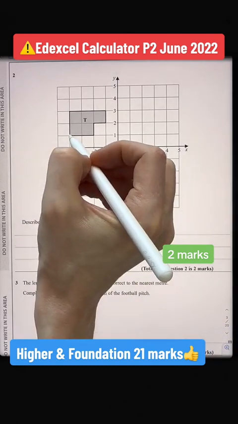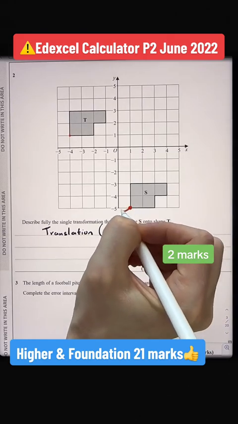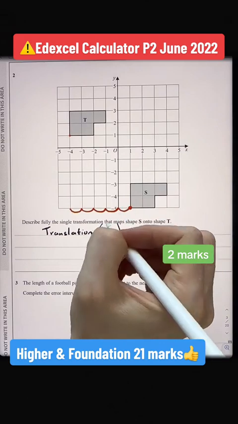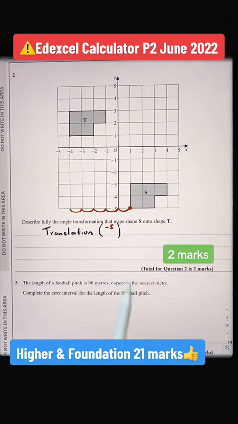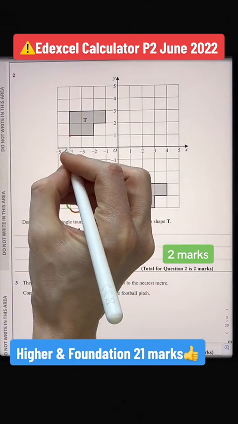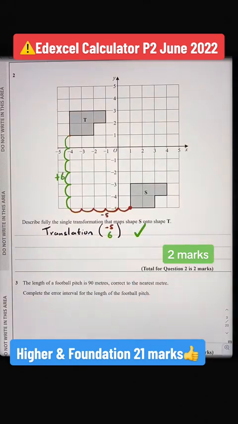Well, that ends up here. We always do x first. The one on the top is our x. So counting in the x direction, it's gone 1, 2, 3, 4, 5. As it's going in the negative x direction, it's gone negative 5, so we put negative 5. That gets us to here. And now we've gone up 1, 2, 3, 4, 5, 6 in the positive y direction. Therefore, it's negative 5, 6.